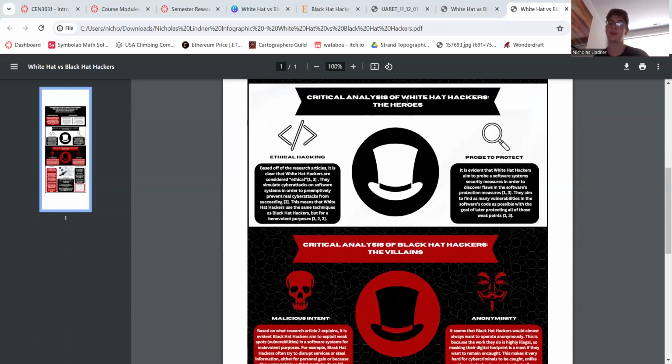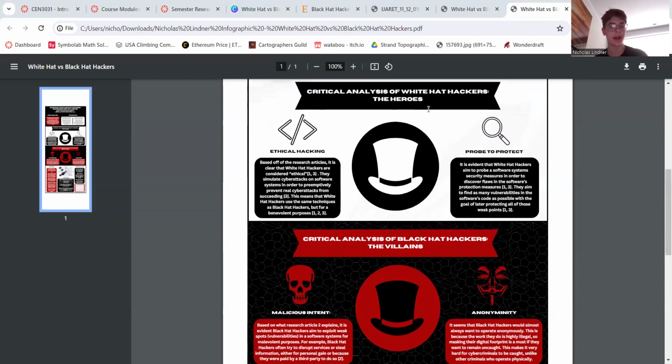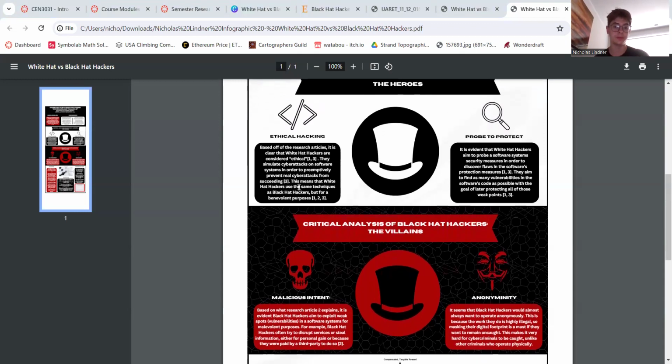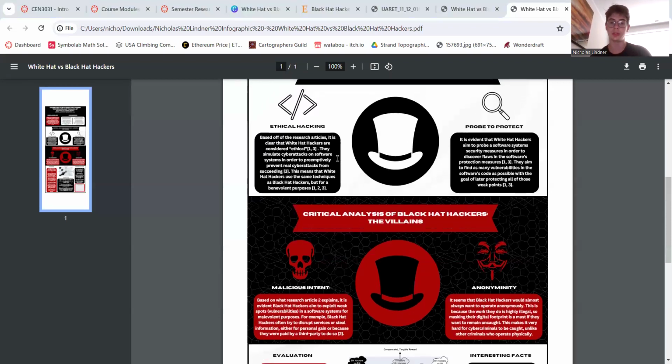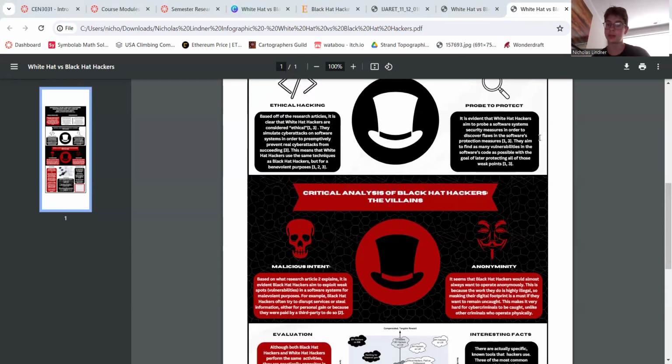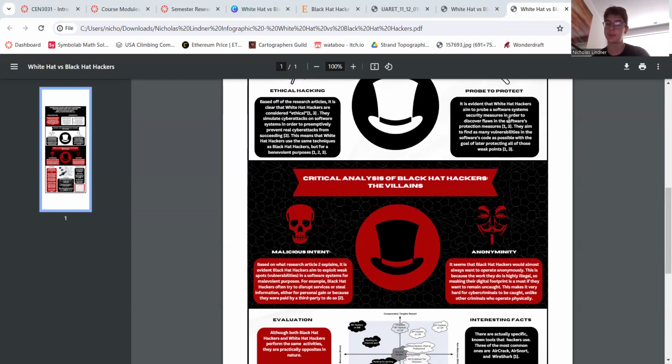So for my critical analysis of the white hat hackers, I go over ethical hacking and probe to protect. I dub them the heroes because they're the good guys. Based on articles 1 and 2, these are ethical hackers. They simulate cyber attacks to prevent real ones from happening. They are legally allowed to do what they do. In fact, they're almost always supposed to do that. That's their job. They use their hacking for benevolent purposes, and they also probe security measures to discover flaws so that they can go back and fix them.